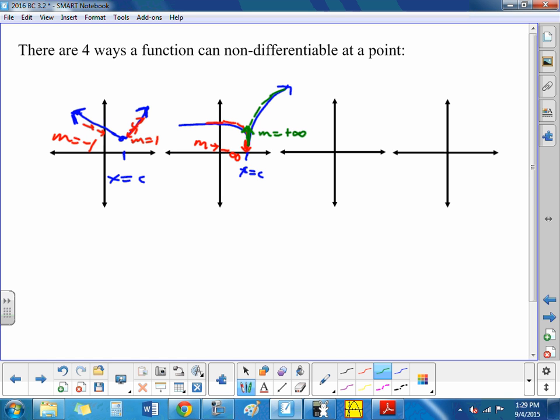Okay, the first one's called a corner, the second one's called a cusp. Corner, cusp. Okay? The third one is one that's a little bit surprising.